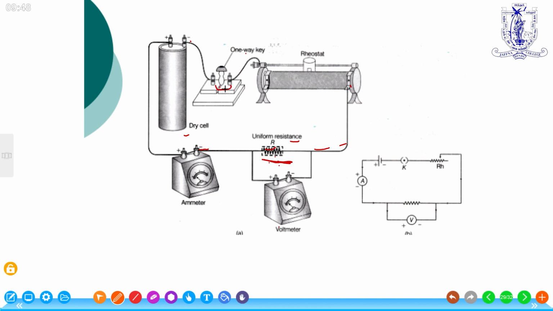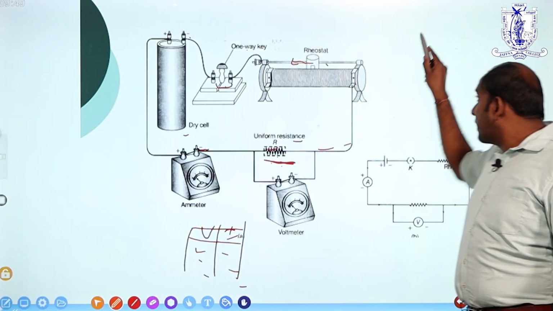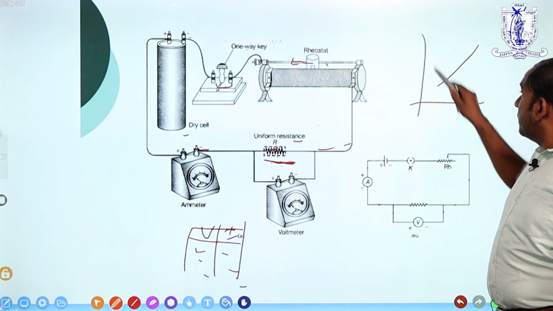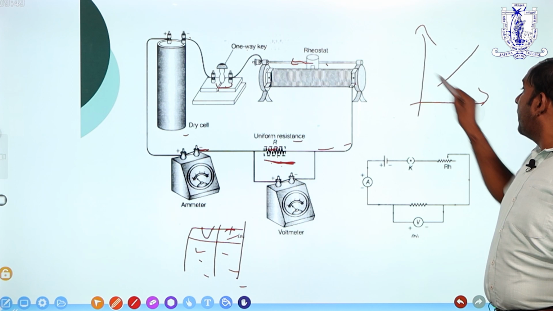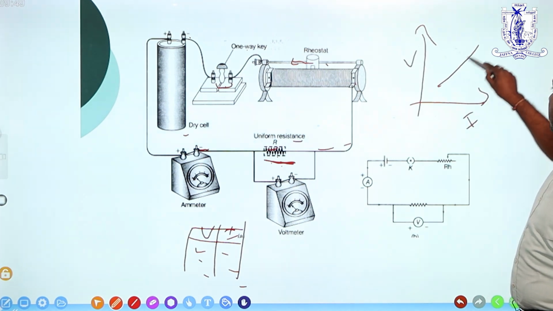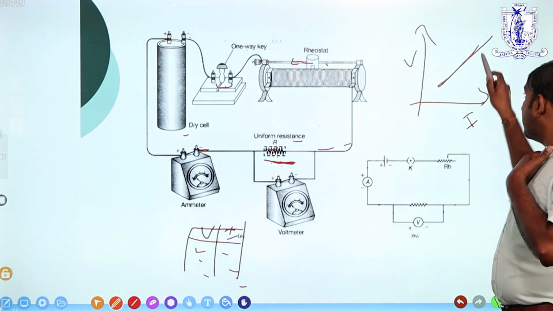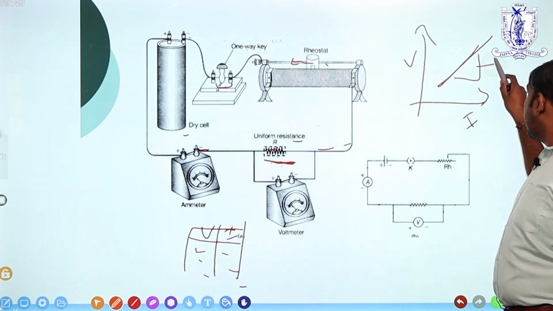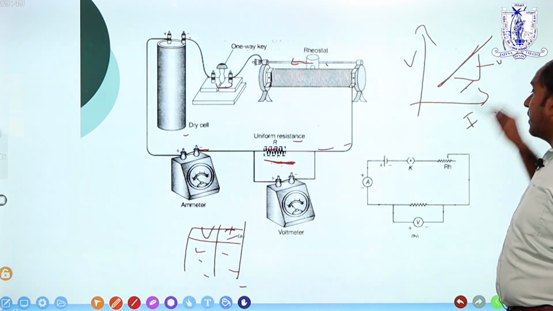First, fix the value and take the ammeter reading and the voltmeter reading, and the rheostat changes the resistance step by step, and you take the different values, and after that draw the graph of I and V. A graph is also there, the slope is tan theta, and this one is R.